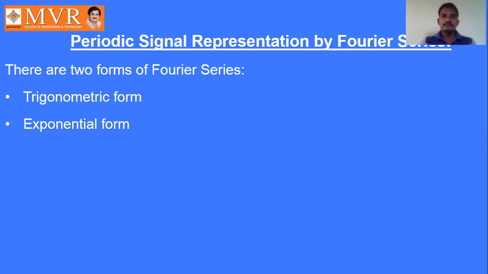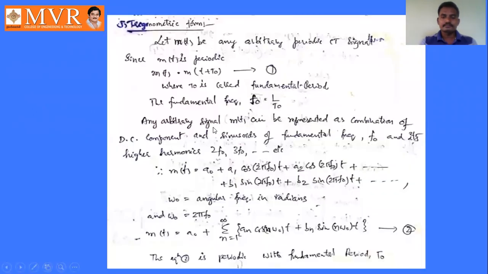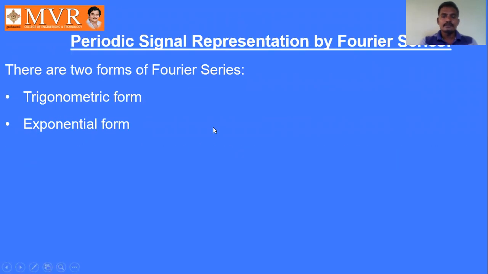Analysis of the system in frequency domain. So the signal representation in frequency domain is very advantageous compared to the time domain signal. For example, convolution in time domain becomes multiplication in frequency domain. Okay, so here we have two forms of Fourier series.